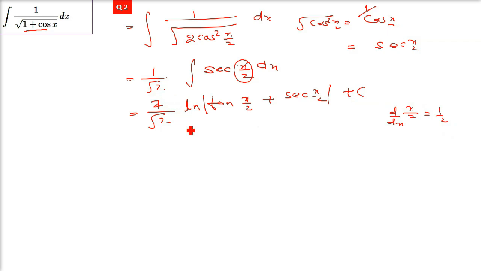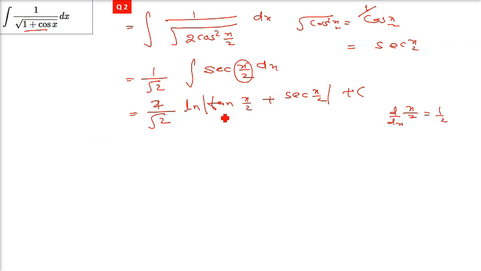You can stop here, but the examiner and R.D. Sharma want us to make it easier. Well, for me, this is the easiest. This is the final answer. But in R.D. Sharma's solved questions, they have simplified it more.